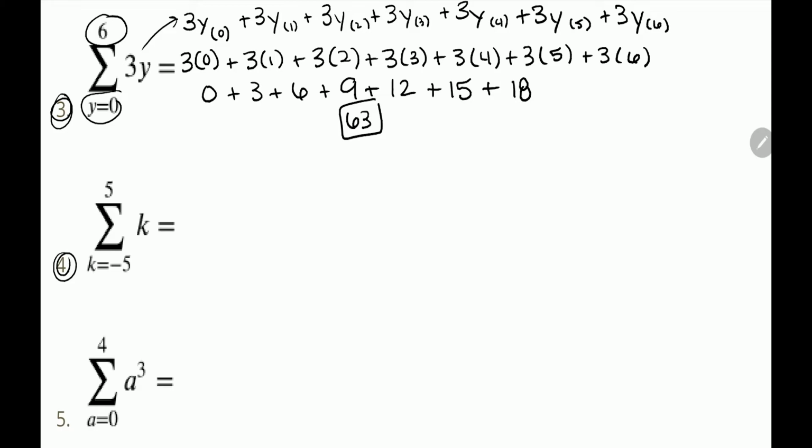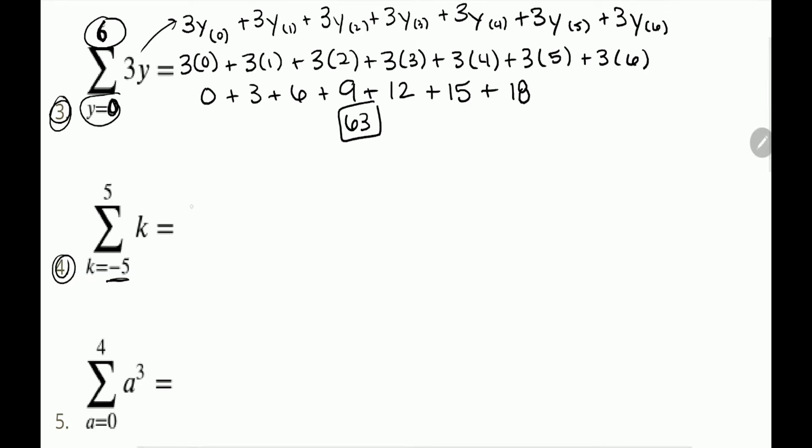So we take whatever our expression is, we replace the variable with every number between the lower bound, here 0, and the upper bound, here 6. And then we add our answers together. So it doesn't always have to start at a positive number. I talked about that before, or there was an example earlier about it rather. So we're just looking at k, and we're going to do it from negative 5 all the way up to 5.